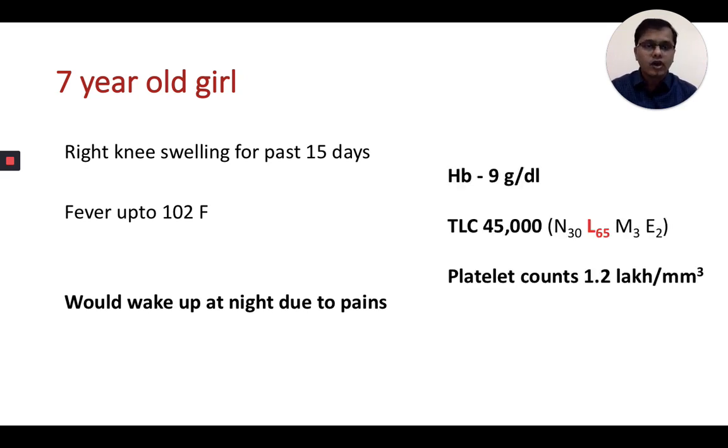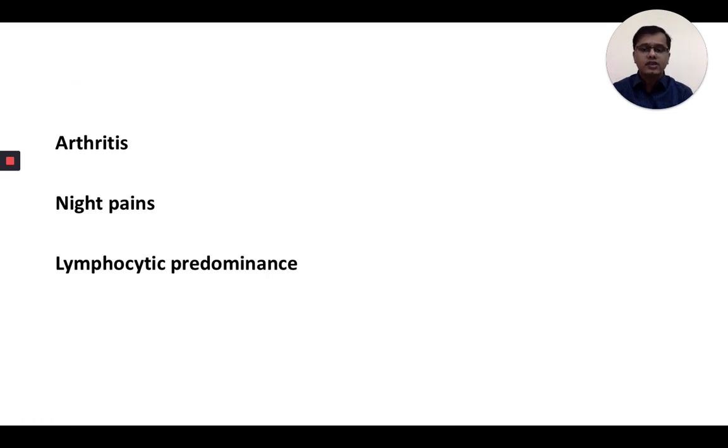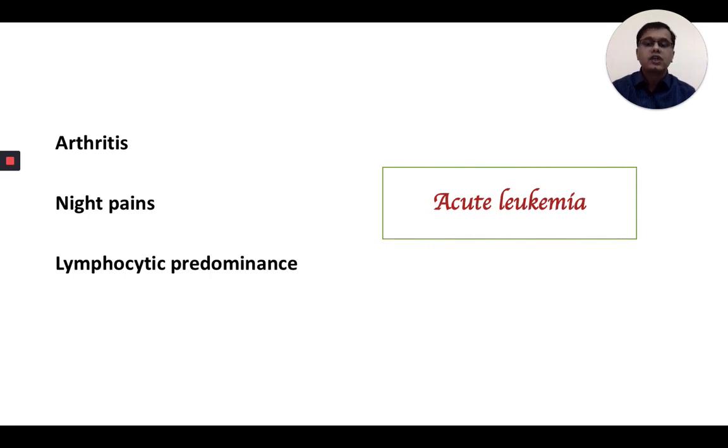When we looked at her hemogram, there was anemia, there was leukocytosis, and the platelet count appeared to be slightly reduced. But what is important? Please look at the differential counts. You can clearly see there is marked lymphocytic predominance. In most cases of arthritis, whether it is juvenile idiopathic arthritis or any form of arthritis, you would see neutrophilic predominance. The moment you see lymphocytic predominance, this is a red flag. A child with arthritis, night pains, and lymphocytic predominance, this is a case of acute leukemia. So never miss leukemia in a child with acute arthritis, especially if they present with this symptomatology.